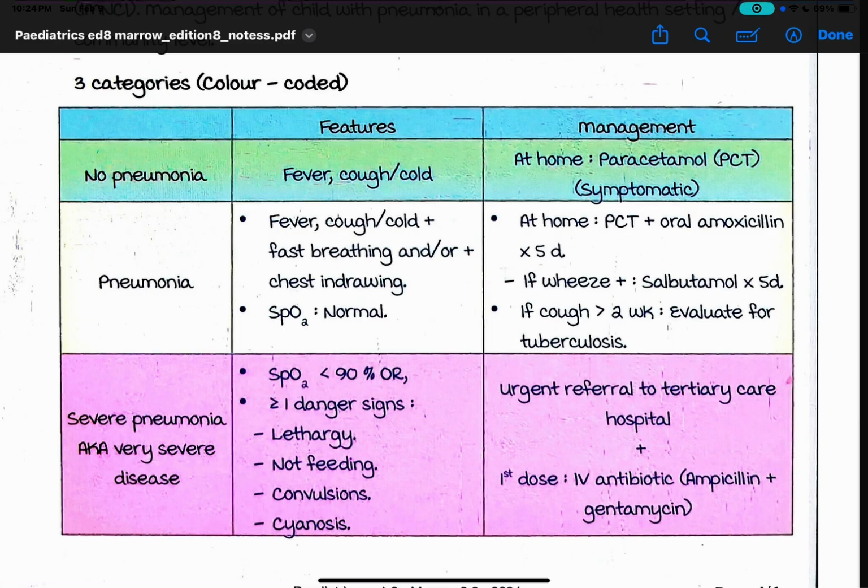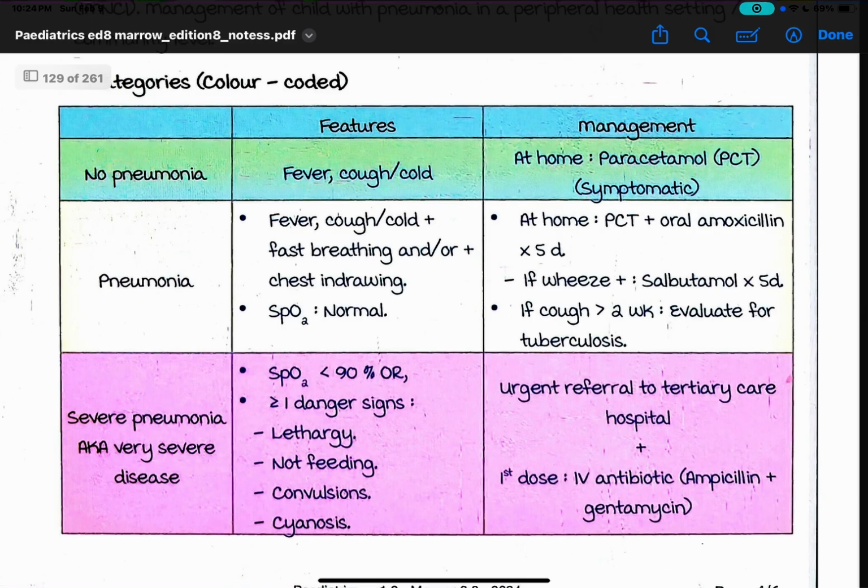Severe pneumonia: SpO2 less than 90% on room air, or more than one danger sign. What are the danger signs? Lethargy, not feeding, convulsion, cyanosis. Urgent referral to a tertiary care hospital.